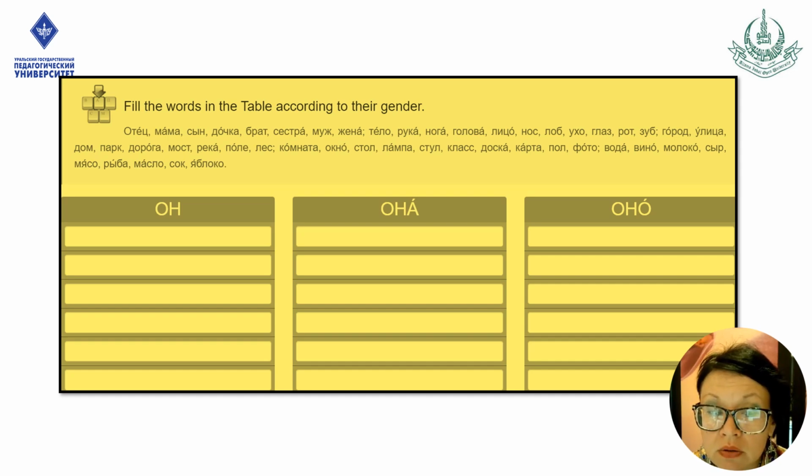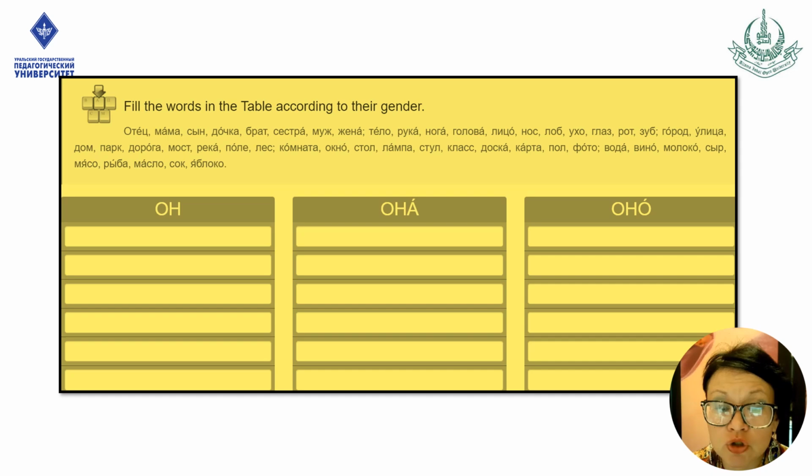Then рот, also t hard stem ending is on, masculine. Zub, b consonant corresponds to on, masculine. Город, d, hard stem ending corresponds to on, masculine. Улица, a corresponds to она, feminine gender.